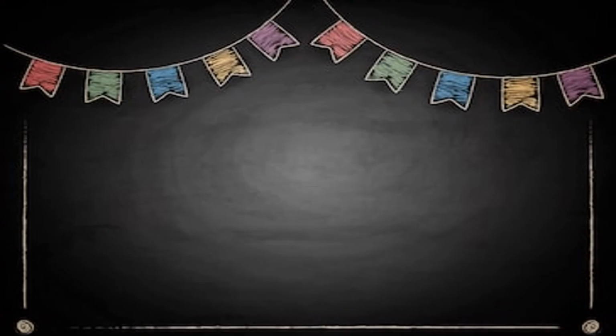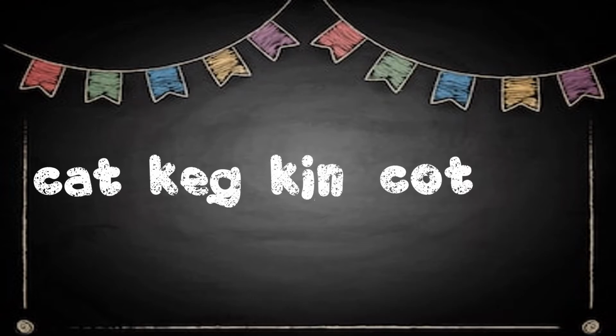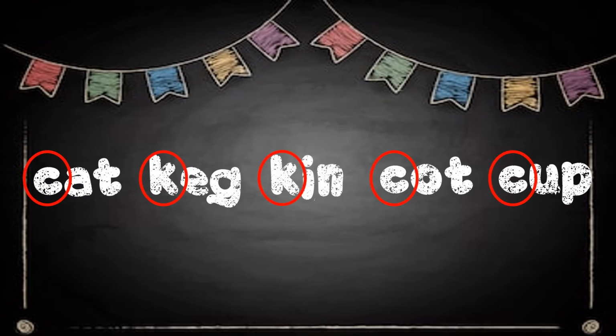Let's take a look at these words. Cat, keg, kin, cot, cup. With what letters do these words begin? They either begin with the letter C or the letter K. Even though each of these words begins with the k sound, some of them begin with the letter C and some of them begin with the letter K. This is something new that we haven't talked about before.